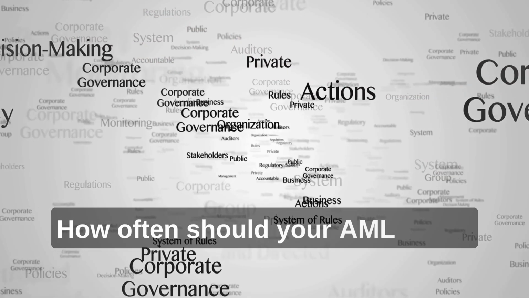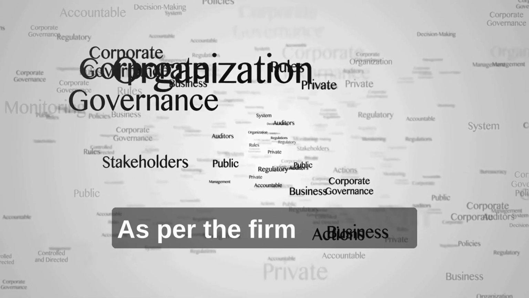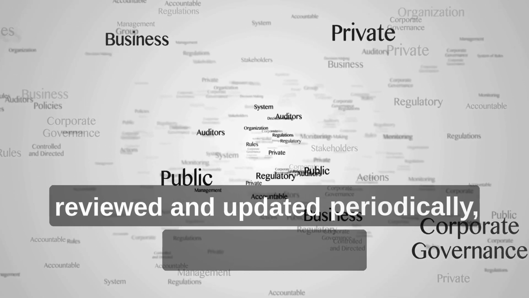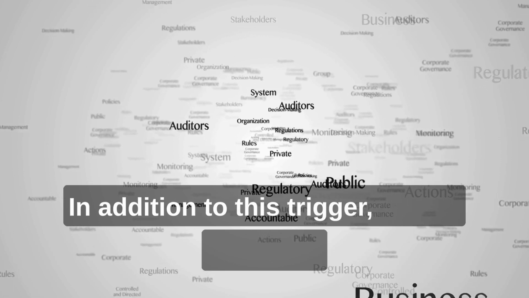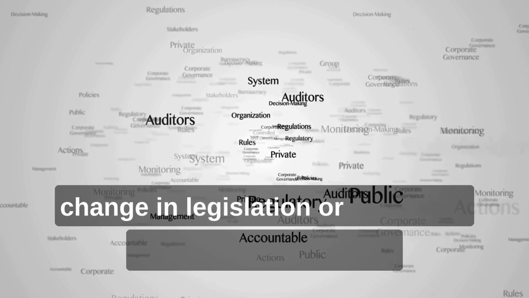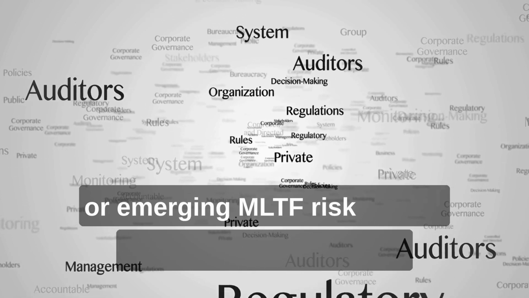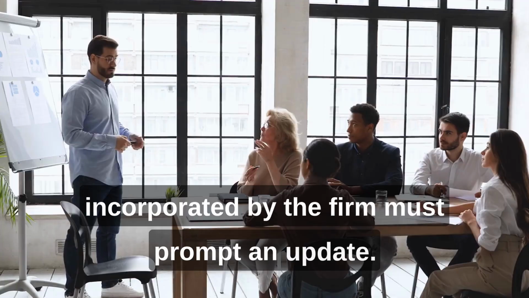How often should your AML policy and practice procedures be reviewed? As per the firm-wide risk assessment, the AML P&P should be reviewed and updated periodically, ideally annually. In addition to this, trigger events such as a change in legislation or guidance, identification of a new or emerging MLTF risk, or new systems and processes incorporated by the firm must prompt an update.